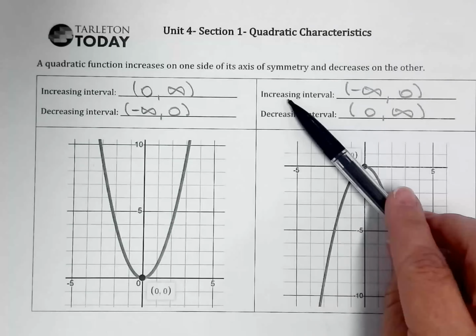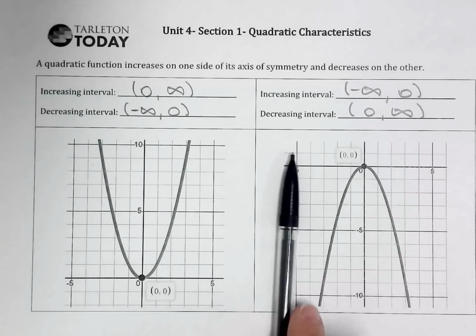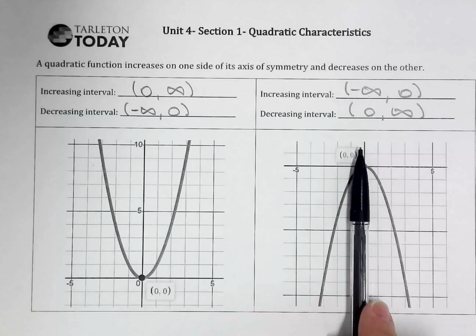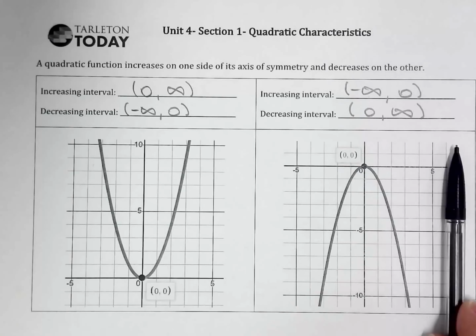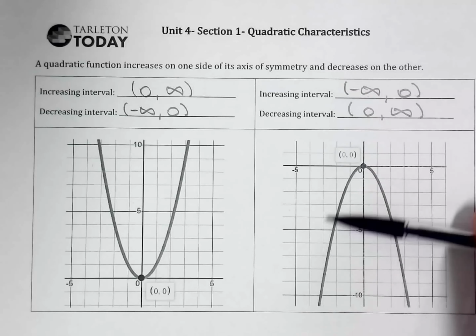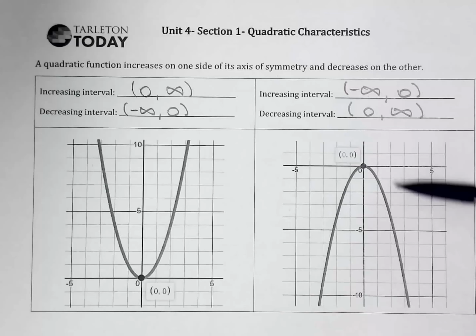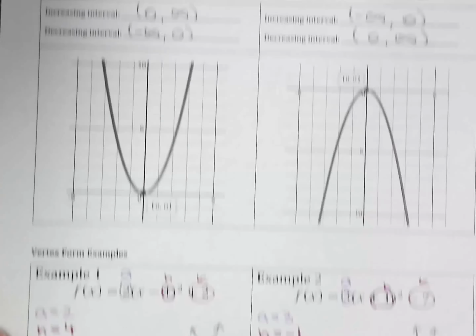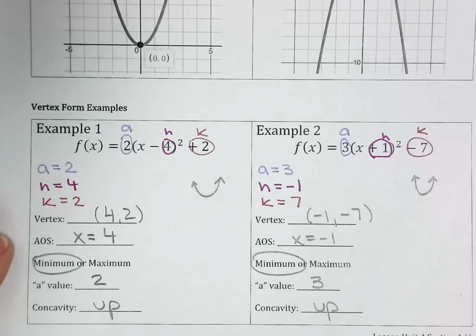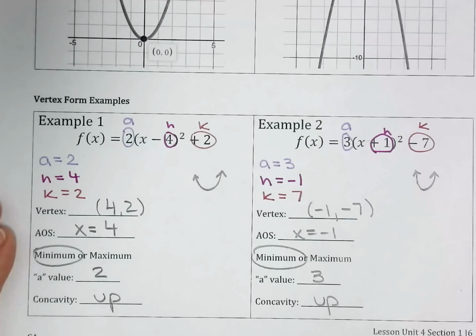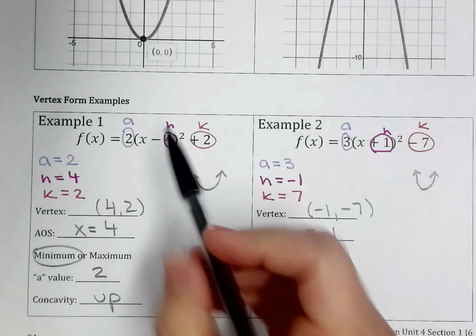And if it's an upside down parabola, it's increasing from negative infinity all the way up to 0 right there, and it starts to decrease right there at 0 and going toward positive infinity right there. Increase goes up, decrease goes down. Okay. Some vertex form examples right here. I tried to color code it for you to make it easier to follow.